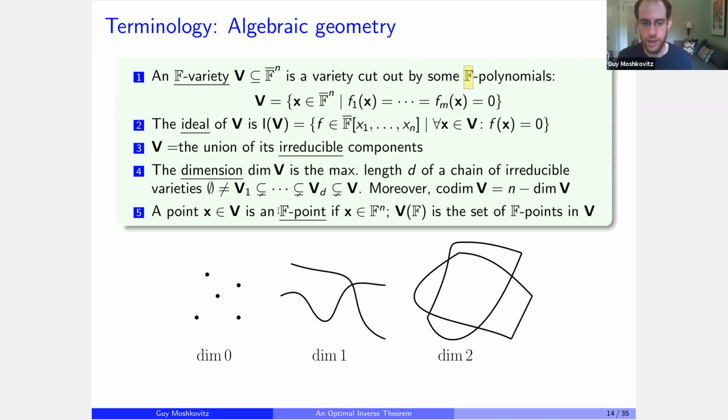And finally, we say that a point on the variety is an F point or an F rational point if its coordinates are all scalars from the ground field. A general element in a variety is going to have coordinates in the algebraic closure, but if those coordinates all come from the base field, then we call this an F rational or just F point. And we denote by V(F) the set of all F points in that variety. Whew, so that's the terminology I need.